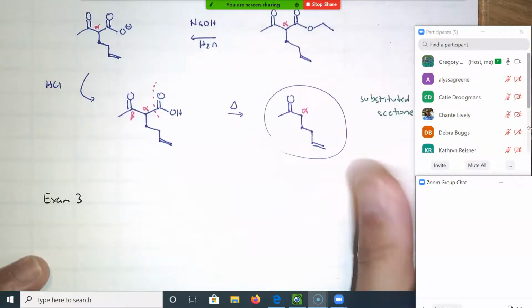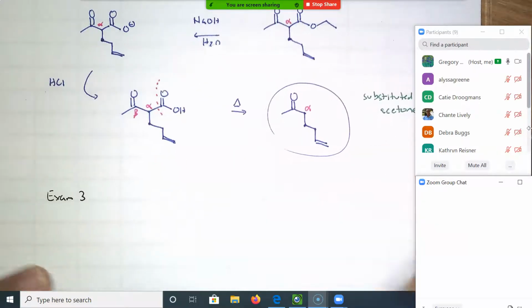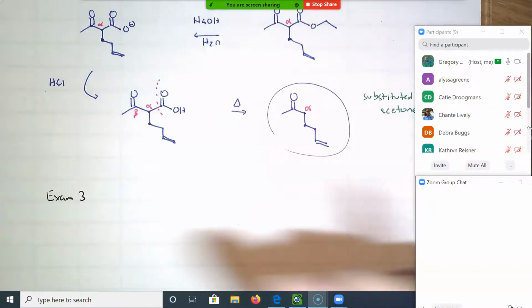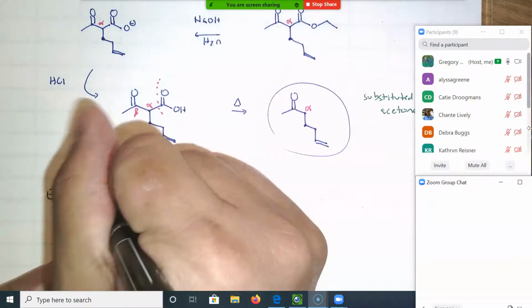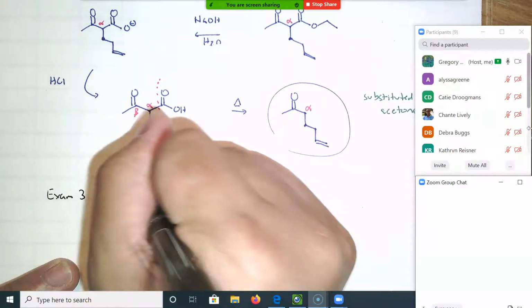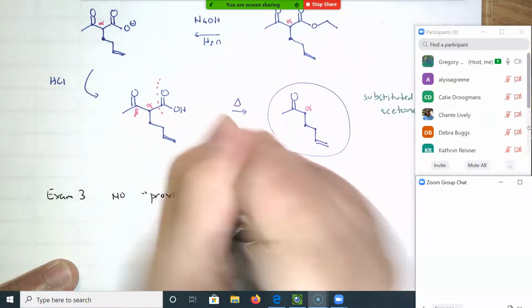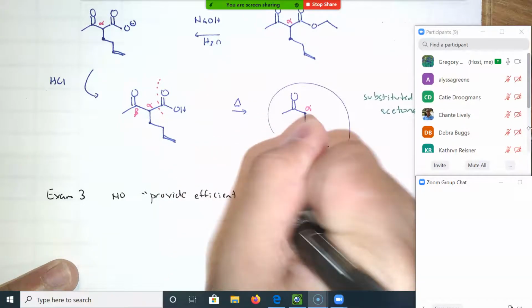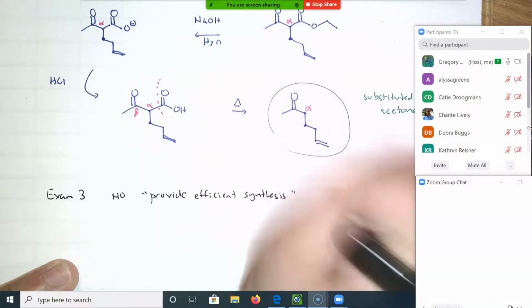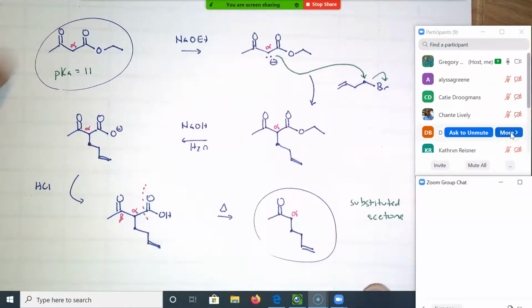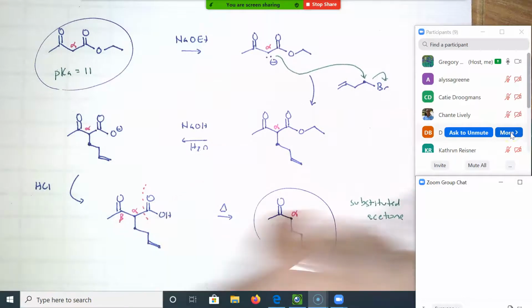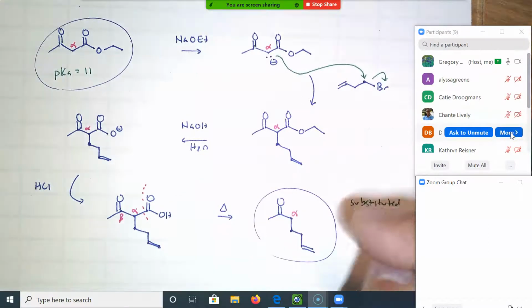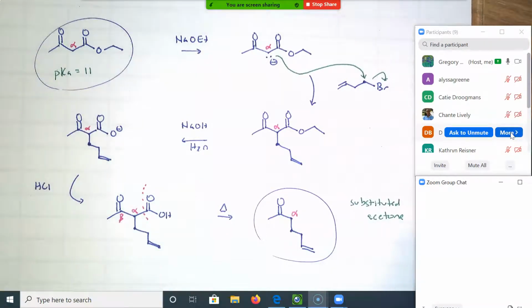Let me remind you on the exam, and I knew from the beginning I was going to do this. There's not going to be any "provide an efficient synthesis." But what can I do? I could take this sequence and I could put boxes. So you're not coming up with a synthesis from scratch. You'll have clues along the way.